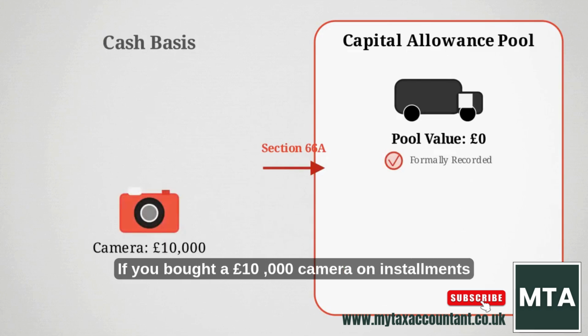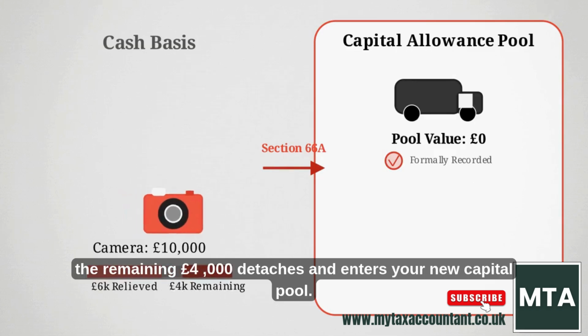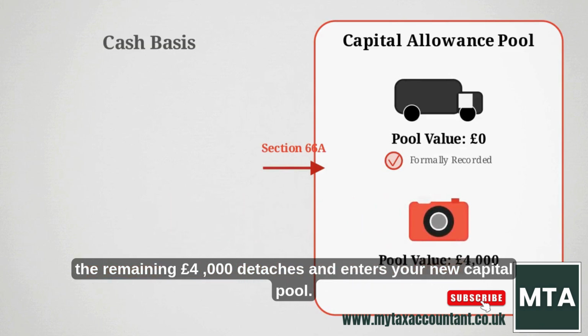If you bought a £10,000 camera on installments and have already paid and relieved £6,000, the remaining £4,000 detaches and enters your new capital pool.